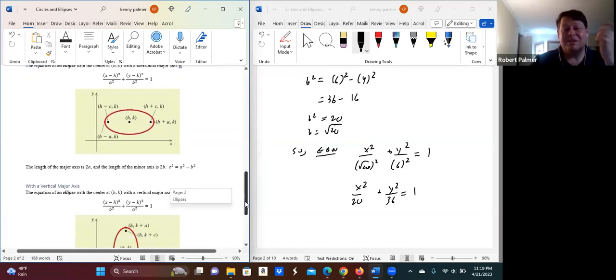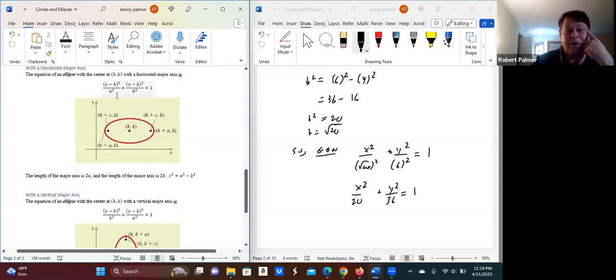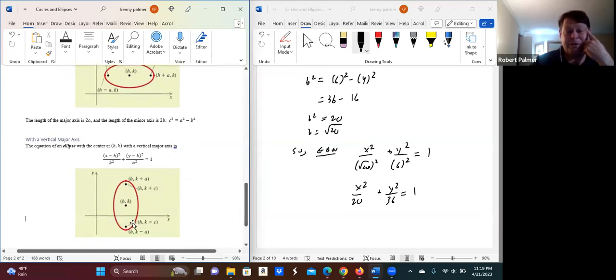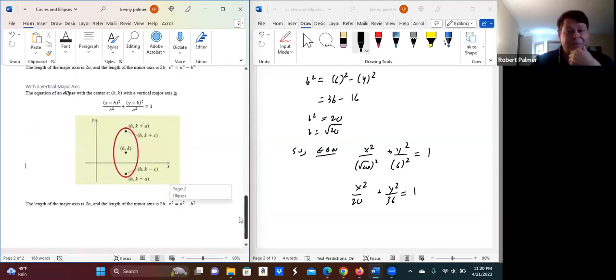And those relationships, everything is exactly the same in both, except if your bigger number, your a squared, is under your x squared, you have a horizontal major axis. If your bigger number is under your y squared, you have a vertical major axis. You also learned that you can write any ellipse in this form, where once you have this form, then you can find all these details of the ellipse.